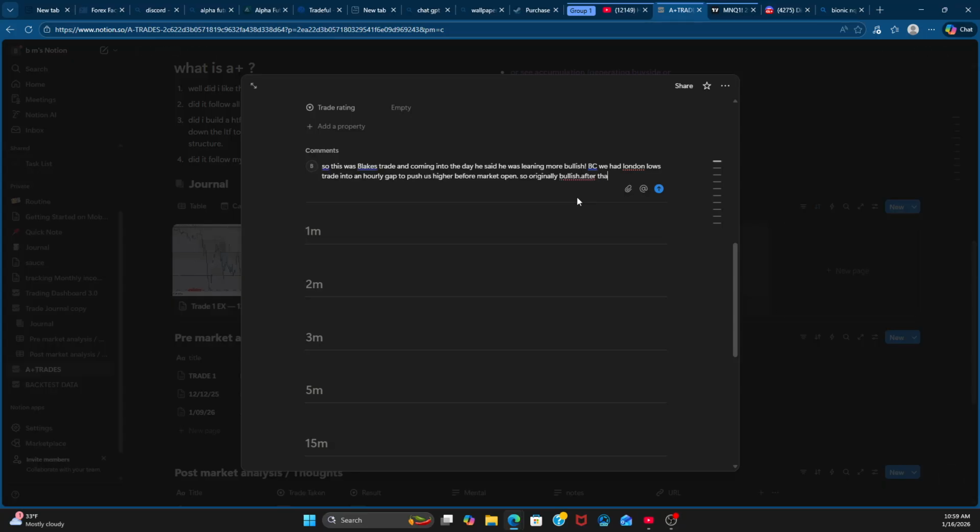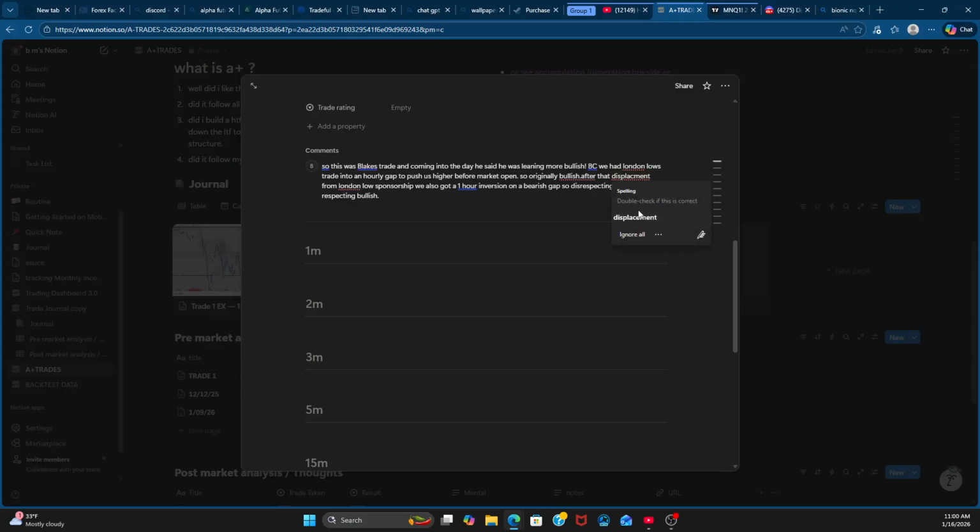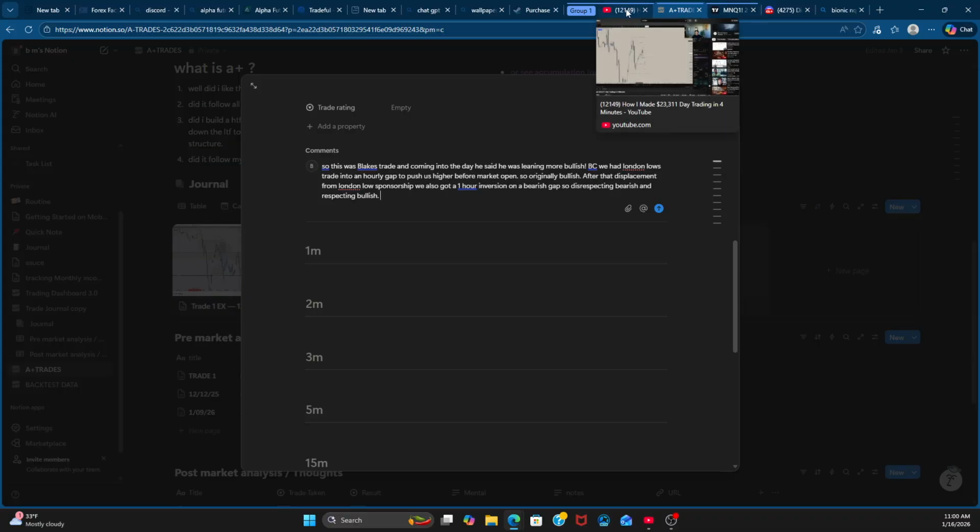After that displacement from London Low sponsorship, we also got a 1 hour inversion on a bearish gap. So disrespecting bearish and respecting bullish. So that is another sign that leads us usually to our draws, right? Like if we're going to be bullish or bearish. But that doesn't mean we have to marry that, right?